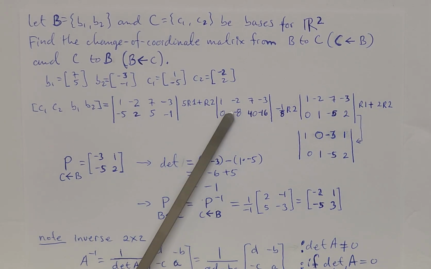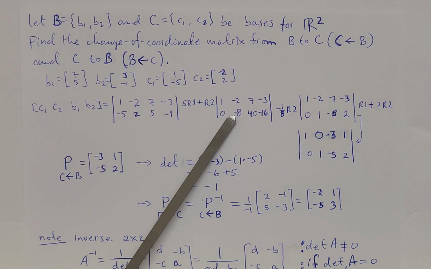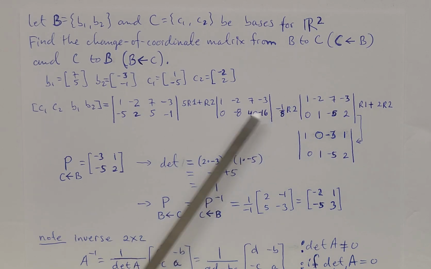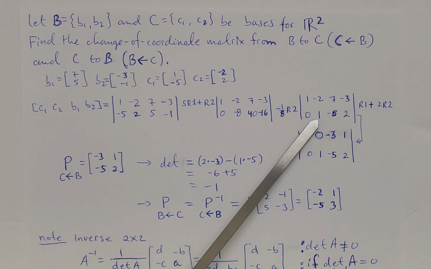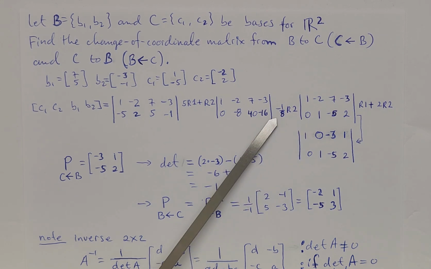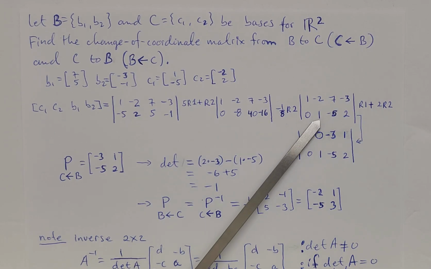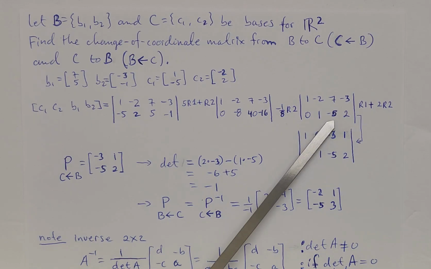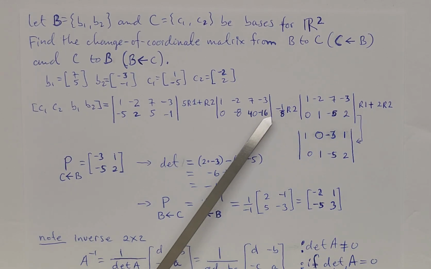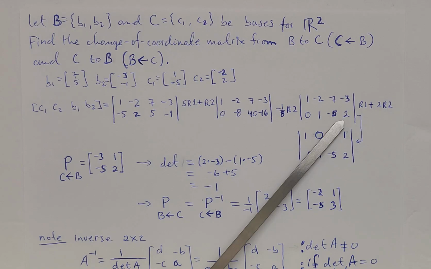Next, I want this -8 to be a +1. So multiply by the reciprocal, which is 1/8, but there's a negative here, so I need another negative to become +1: -1/8. Okay, so -1/8 times -8 gives me +1. -1/8 times 40 gives me -5. -1/8 times -16 gives me +2.